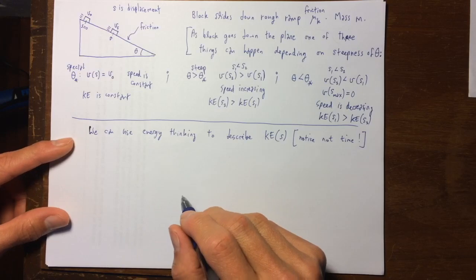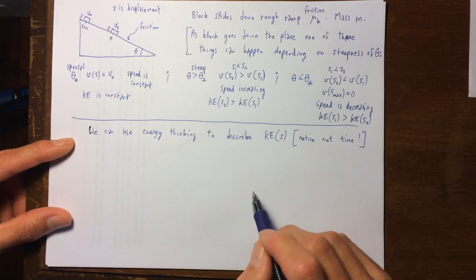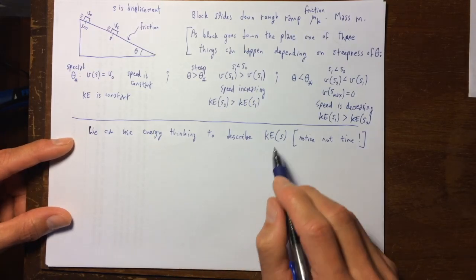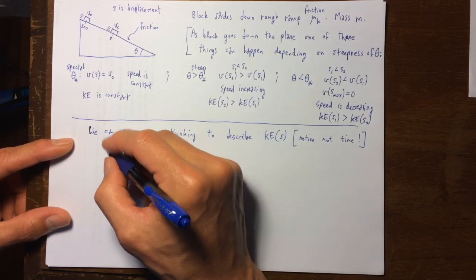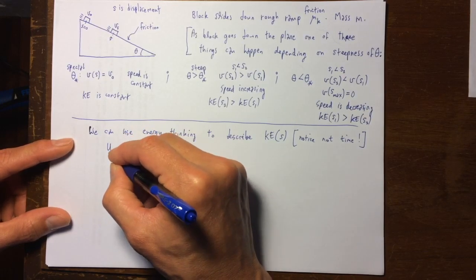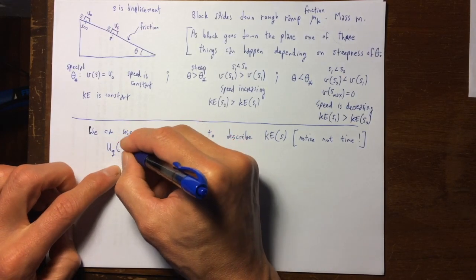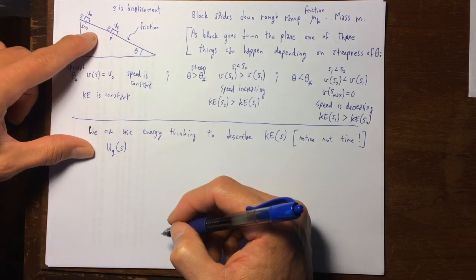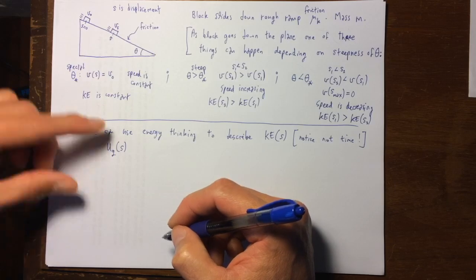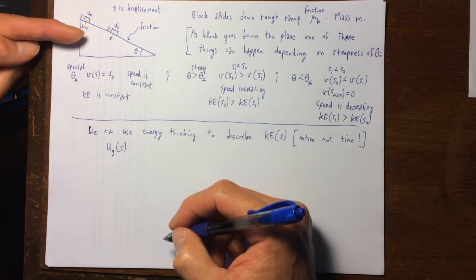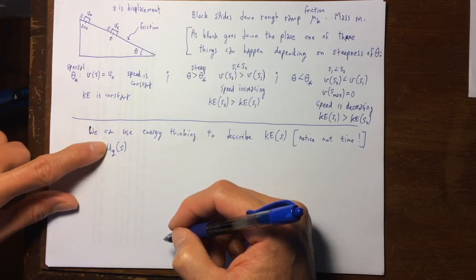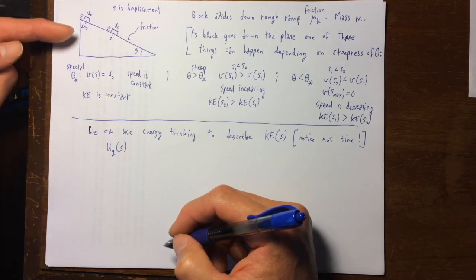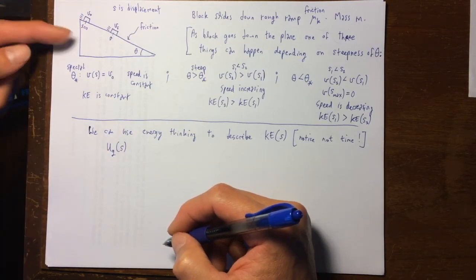So we can use the energy type thinking to describe the kinetic energy as a function of position, but we can also think about the gravitational potential energy as the function of the position along the plane. You notice that as S grows, we're getting lower and lower gravitational potential energy, so we're watching the gravitational potential energy decrease as the block goes down.